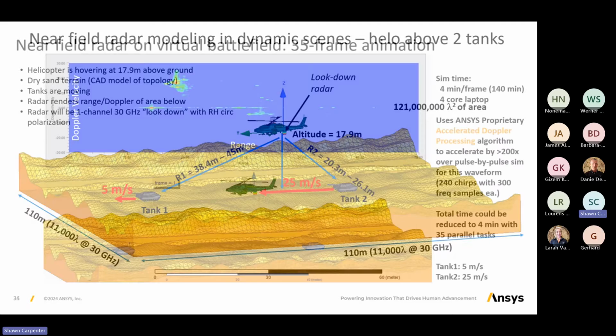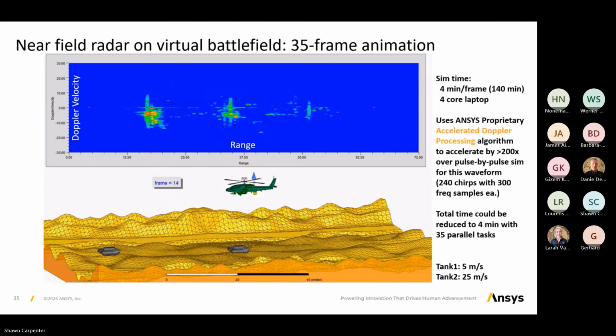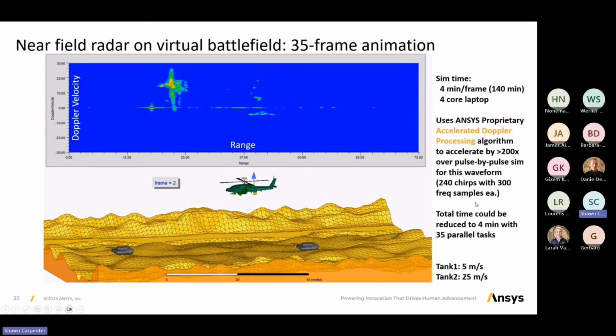So at 30 gigahertz, you can see here, this is a range Doppler map that's synchronized to the scene. Doppler is vertical and range data is horizontal on this map. And you can see as our various targets are moving, you can see the Doppler bend as that one tank passes under the helicopter, and its Doppler goes from positive for approach to negative for something going away. And you can do things like this with parallel processing to knock this out very nearly in real time. It simulates very, very well. And this is simulating a waveform with 240 chirps per frame. Every chirp contains 300 frequency samples. So there's a lot of data being generated for each frame.